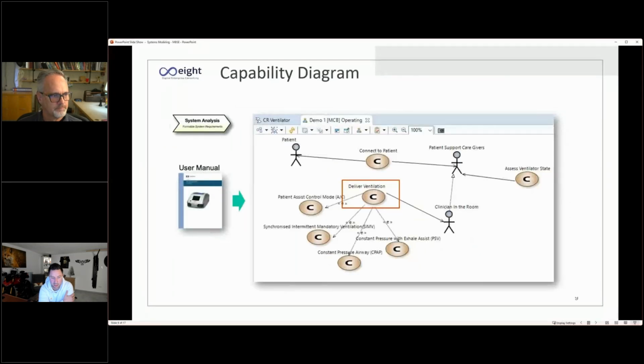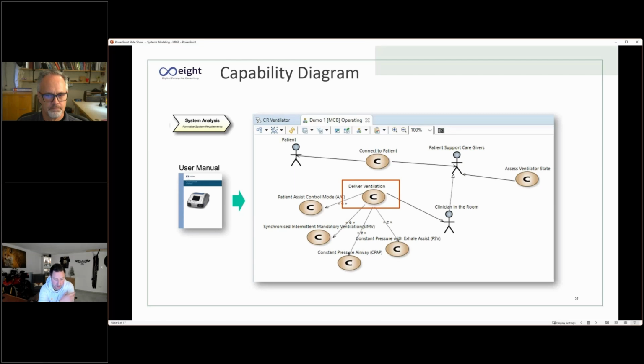And you see on the left the patient assist control mode, the AC mode. For our example, we will focus on this mode, but you see there are other modes which are of course also possible. It's the first breakdown we make: we have to deliver ventilation, and it's broken down into these different modes, and we will focus on the AC mode.